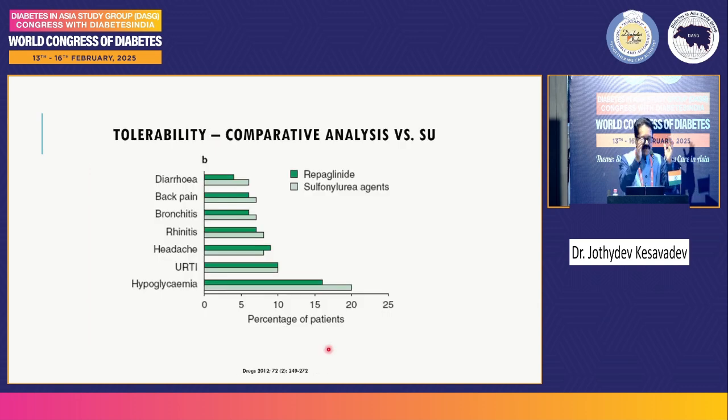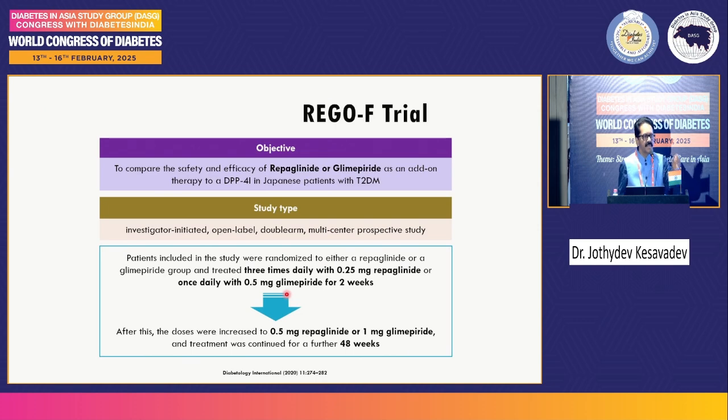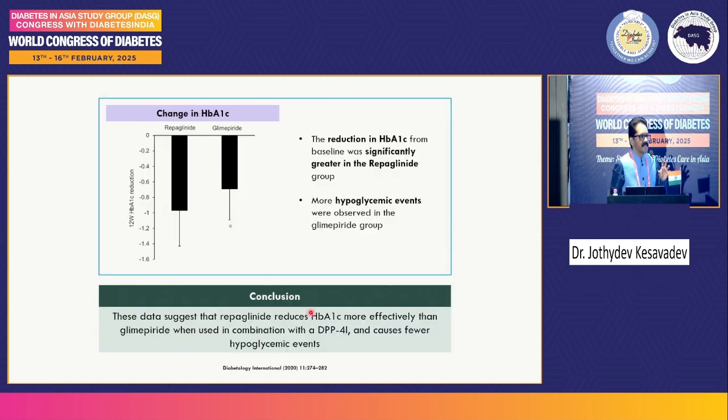And when you compare the adverse events and the tolerability, there is a substantially low risk of hypoglycemia with repaglinide when compared to sulfonylurea. And 2 or 3 studies in the next 2 minutes. This is repaglinide against glimepiride, and this is the ERGO trial. Three times a day repaglinide, small doses at the beginning, 0.25, compared against 0.5 milligrams of glimepiride, for 2 weeks. And both repaglinide and glimepiride are escalated to 0.5, 1 milligram, and these are the results. There is a robust reduction not only of A1C, but also a reduction in hypoglycemia with the use of repaglinide when compared to glimepiride.